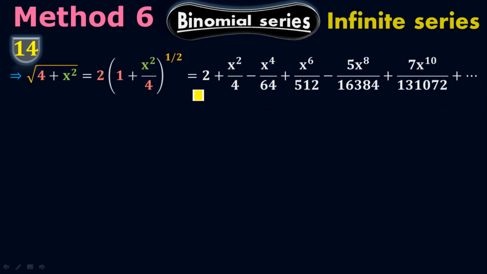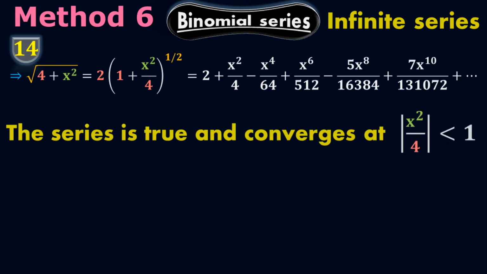And one thing to be noted, for the infinite series, because of this n, which is in fractional form or in negative form, you may have these alternate signs: positive, negative, positive, negative. So I can write that the series is true and converges at modulus of x squared over 4 less than 1. Look, we know that this is an infinite binomial series. So to make this series converge, we need a finite sum. We need something finite for the convergence.